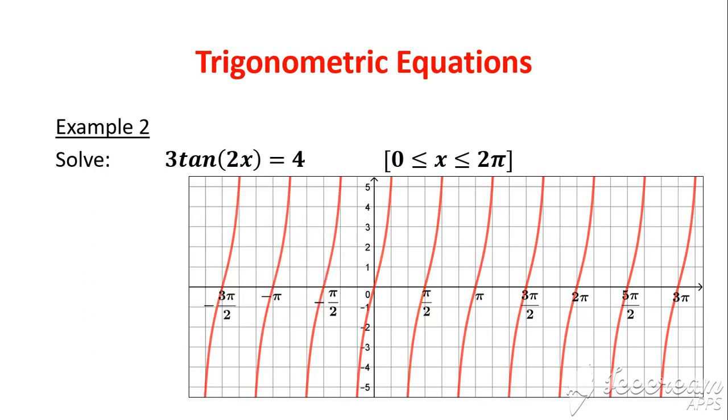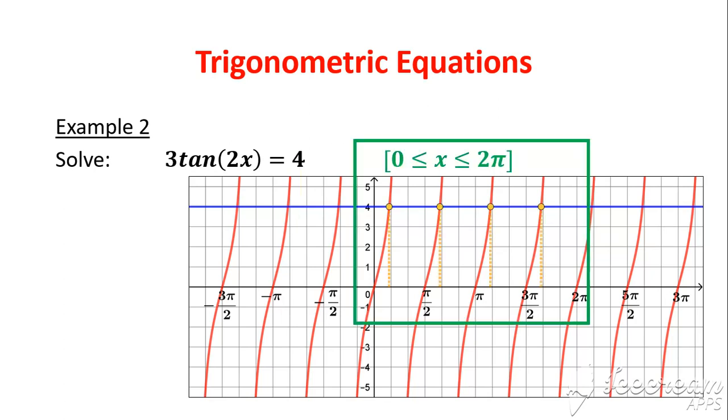Just park that aside. Here is the value of 4, and we're trying to find all solutions between the x values of 0 and 2 pi. Right, there are 1, 2, 3, 4 solutions we're looking for.